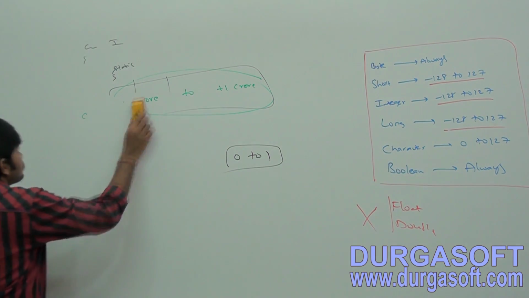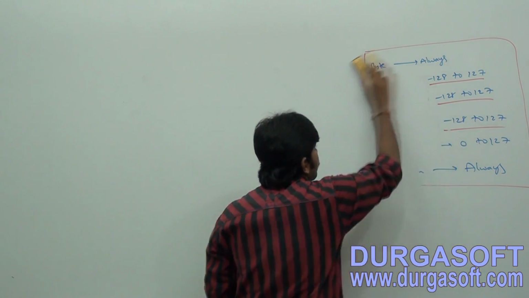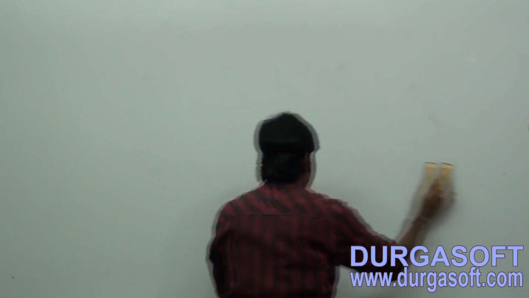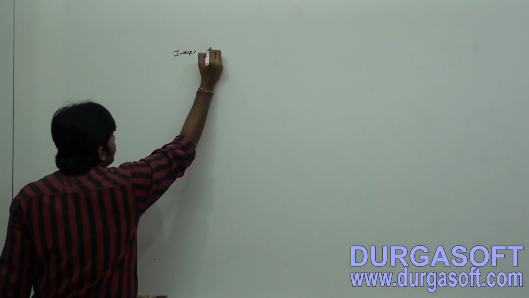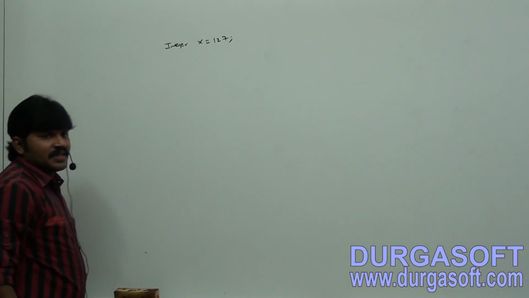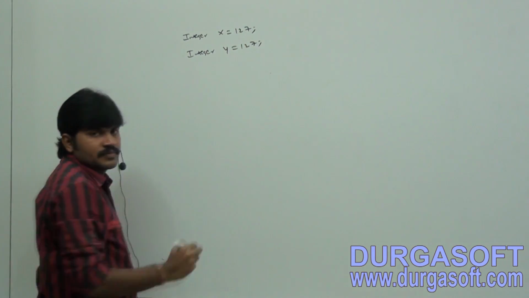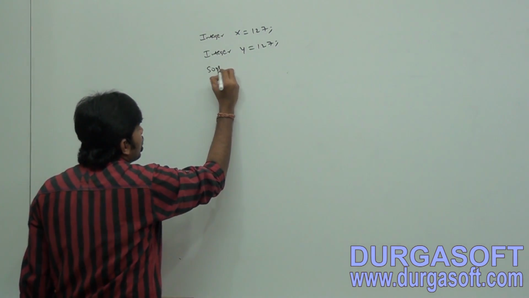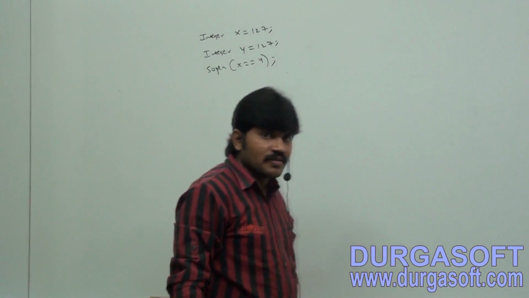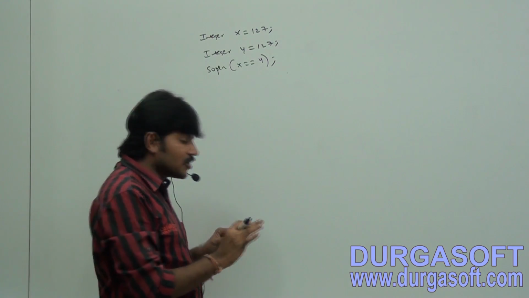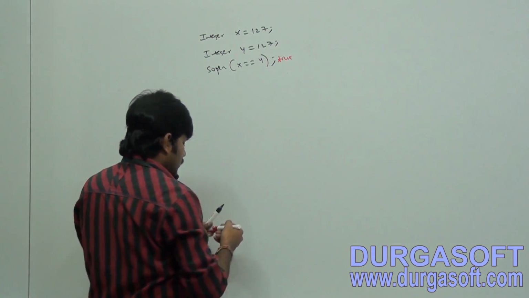Now let me go for some more examples based on this buffer. See this one. Now you can get much clarity. Integer x is equal to 127. Integer y is equal to 127. System.out.println x double equal to y. Is it true or false? True. No explanation required. Is it going to use the buffer or not? Yes. That's why the answer is true itself.